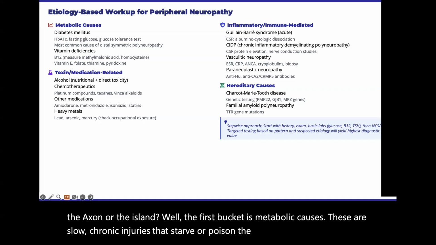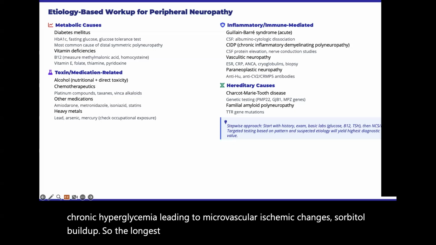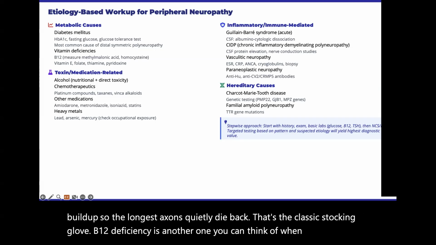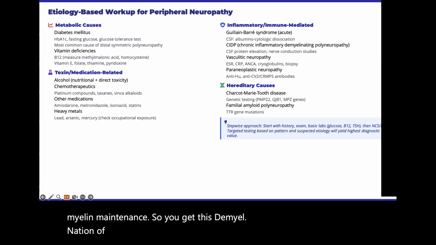So diabetes, chronic hyperglycemia leading to microvascular ischemic changes, sorbitol buildup. So the longest axons quietly die back. That's the classic stocking glove. B12 deficiency is another one you can think of when you lose proper myelin maintenance. So you get this demyelination of peripheral nerves and the dorsal columns.